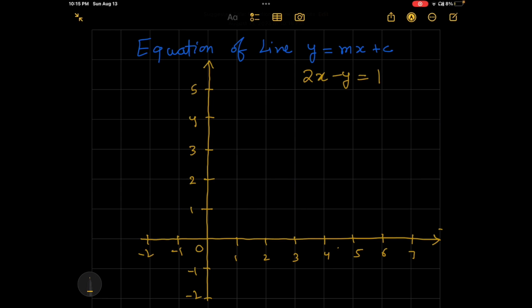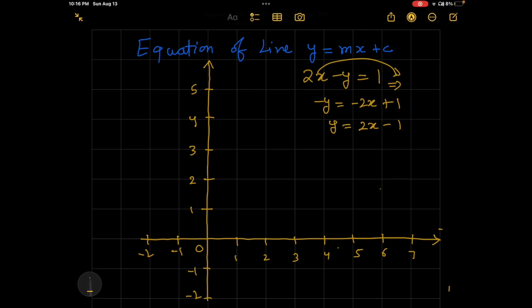That means we should have y on the left hand side and everything else should be on the right hand side. We can take this 2x and move it over to this side, giving it a negative sign. So this becomes minus y is equal to minus 2x plus 1. Now, since we have a minus y on the left hand side, we want to make it positive. So we change the signs on all of the terms, or another way to say it is we can multiply the whole equation by negative 1. So this becomes y is equal to 2x minus 1. So this is our equation.